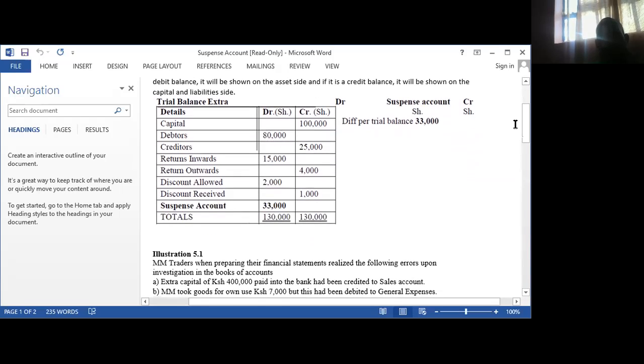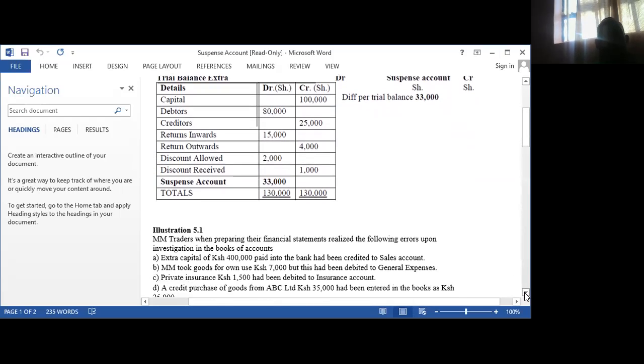In this case, you'll find that because it was the debit side that had less amount in the suspense account, that amount is going to be recorded also in the debit side. If it is the credit side that had less, this amount was supposed to be recorded on the credit side.